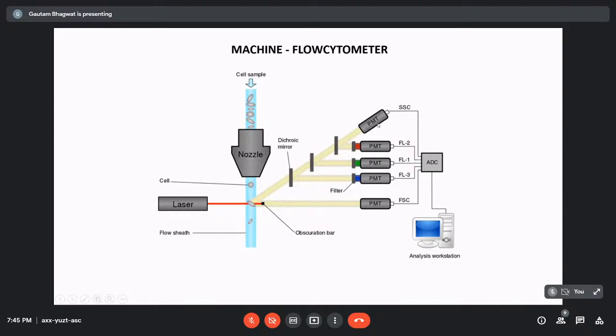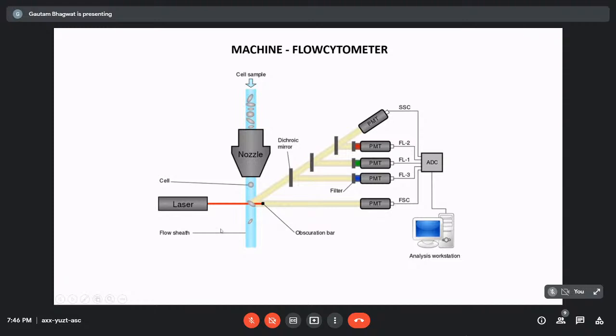Now what is a PMT? It is a photomultiplier tube. Not only would it scatter the light in all the directions, if there is a fluorescent molecule attached to it, it will scatter light of different wavelengths. And accordingly, we will capture or detect those with our photomultiplier tubes. These photomultiplier tubes will send these photons into an ADC, that is the analog to digital converter. These analog signals are converted into digitalized signals and they are sent to a computer or the analysis workstation. So this entire area is the optics and electronics.